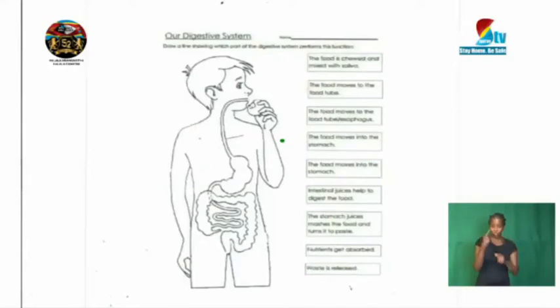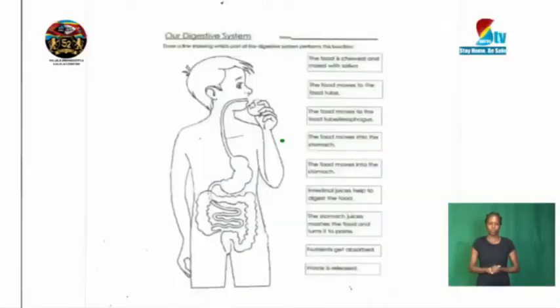Okay, the first body system that we are going to look at is the digestive system. Right now I'm going to show you a diagram of the digestive system. It shows clearly what happens to food when it is being ingested in the mouth. I will be pointing out as well as giving details as to what happens in the food station.